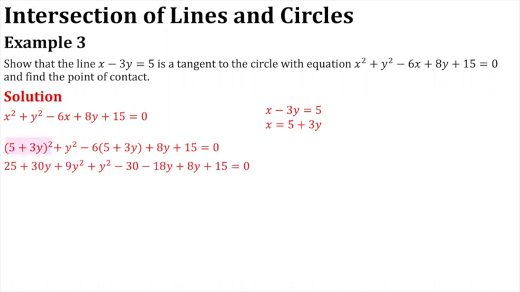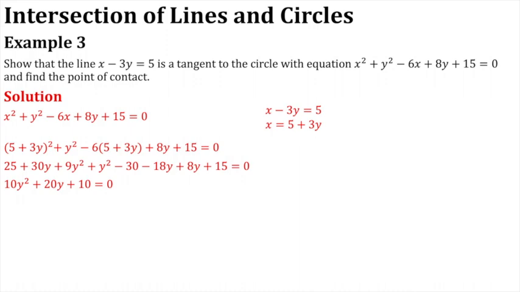Now if I expand those brackets, the expansion of the first one, 5 plus 3y all squared, gives me 25 plus 30y plus 9y squared. I've still got my y squared here. Expanding this bracket, negative 6 times 5 plus 3y gives me negative 30 minus 18y. And I've still got my 8y and my 15 at the end, and that is all equal to 0. Now collecting like terms gives me 10y squared plus 20y plus 10 equals 0.